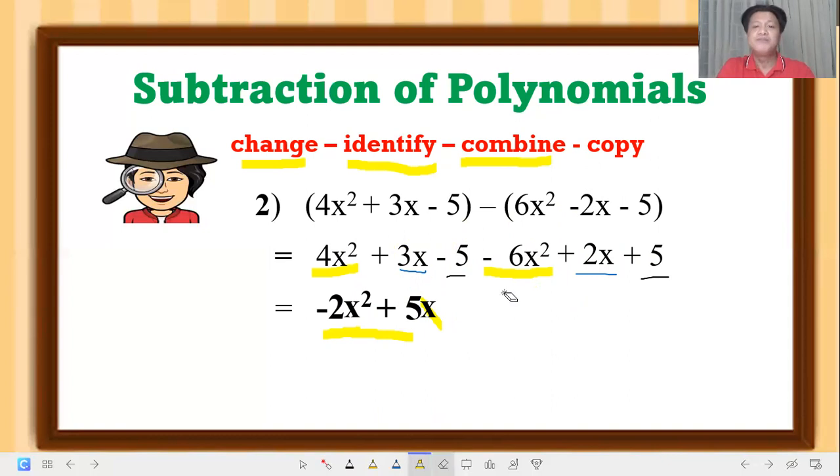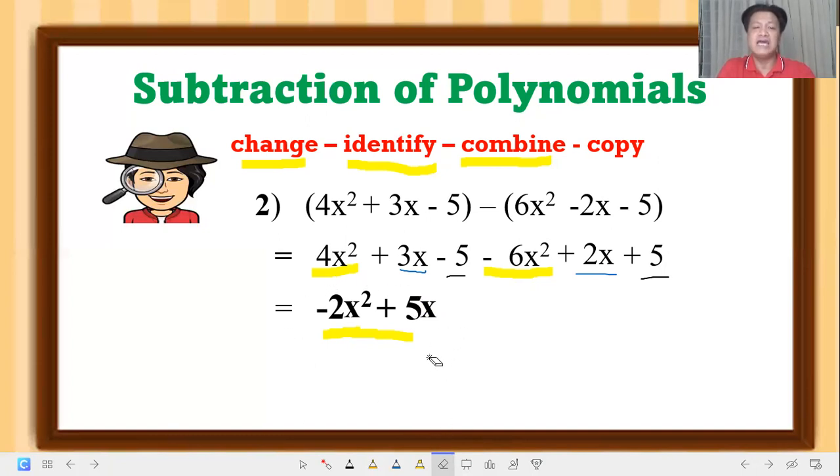And then, you can now add the both constant term. Ang constant term natin dyan is negative 5 tsaka 5. So meaning to say, if we are going to combine, magiging cancel na siya. Remember, negative 5 plus 5 is 0. Kaya ang answer natin dyan is negative 2x squared plus 5x.